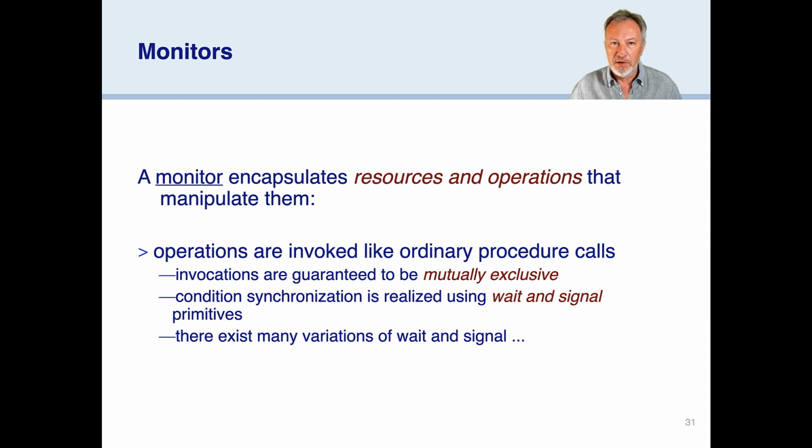Whereas semaphores are relatively low level and unstructured, you can put P's and V's anywhere, monitors are a higher level construct. A monitor is essentially like a data abstraction, so it encapsulates resources and the operations that manipulate them pretty much like an object. And that's why the Java language supports monitors as the basic approach to concurrency and synchronization.